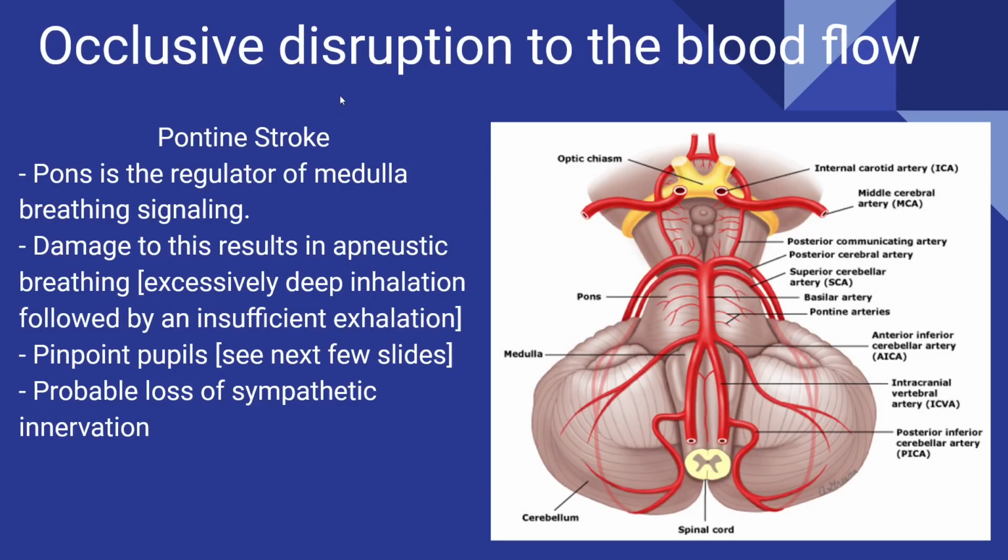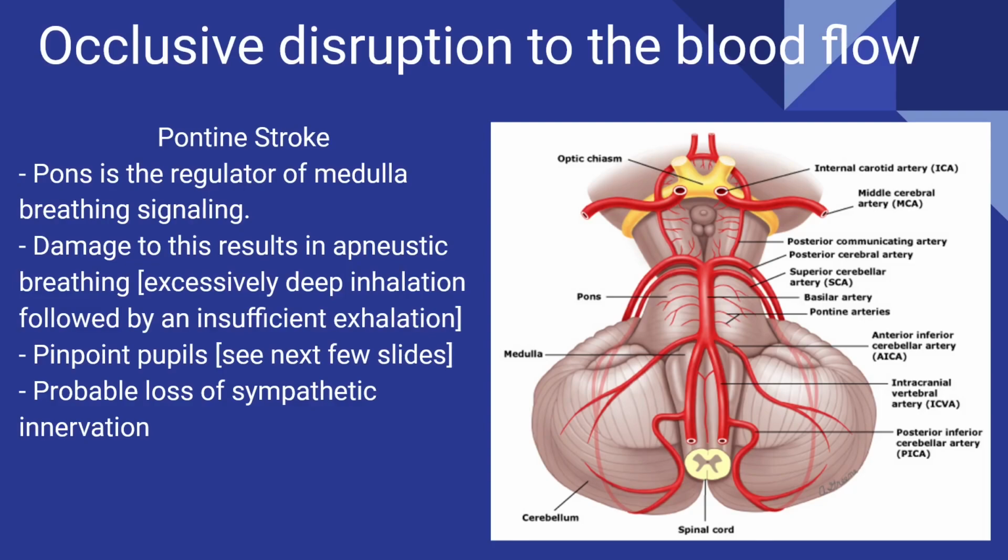In the case of a pontine stroke, as you can see here, if you zoom in and look at these pontine arteries coming off the basilar artery, they're 90 degrees off the basilar artery, so it's very easy for things to get stuck. And if you have a pontine stroke, it's a regulator of the medulla oblongata. So the pons is going to take these breathing signals and smooth them out, make them more consistent. So when we have damage to that, you start to see this apneustic breathing.